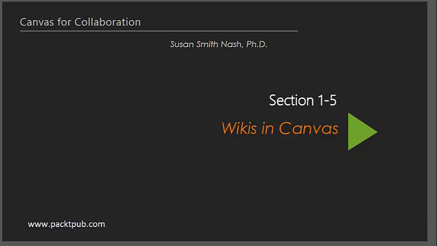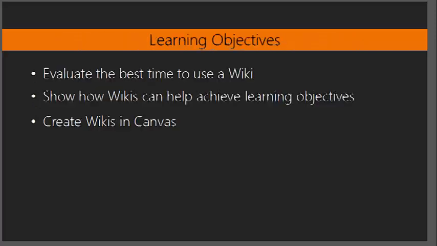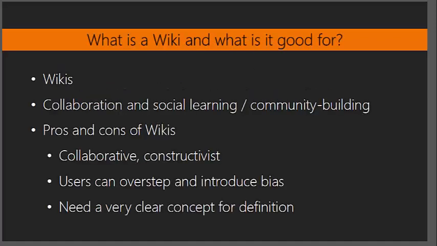This is Canvas for collaboration, and we're going to talk about how we can collaborate using wikis and how to build a wiki. So we'll talk about when to use a wiki and how to set up a wiki in Canvas. And at the end of this section, you should be able to evaluate the best time to use a wiki and show how wikis can help achieve learning objectives. And we'll create wikis in Canvas. We will not go too far in depth, but this is just an introduction.